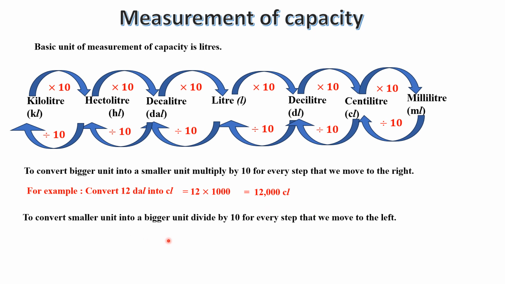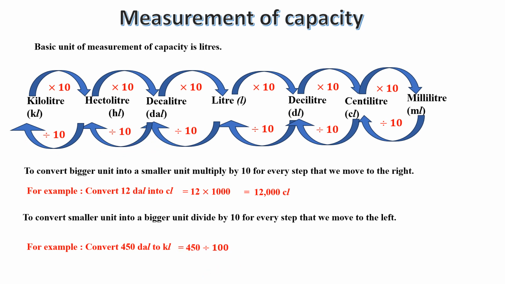Now to convert smaller to bigger unit, you have to divide by 10. For every step, we move to the left. So let's take one example. You have to convert 450 decaliter into kiloliter. Now decaliter is here, kiloliter is here. You have to move 2 times to the left. So you have to divide it by 100.